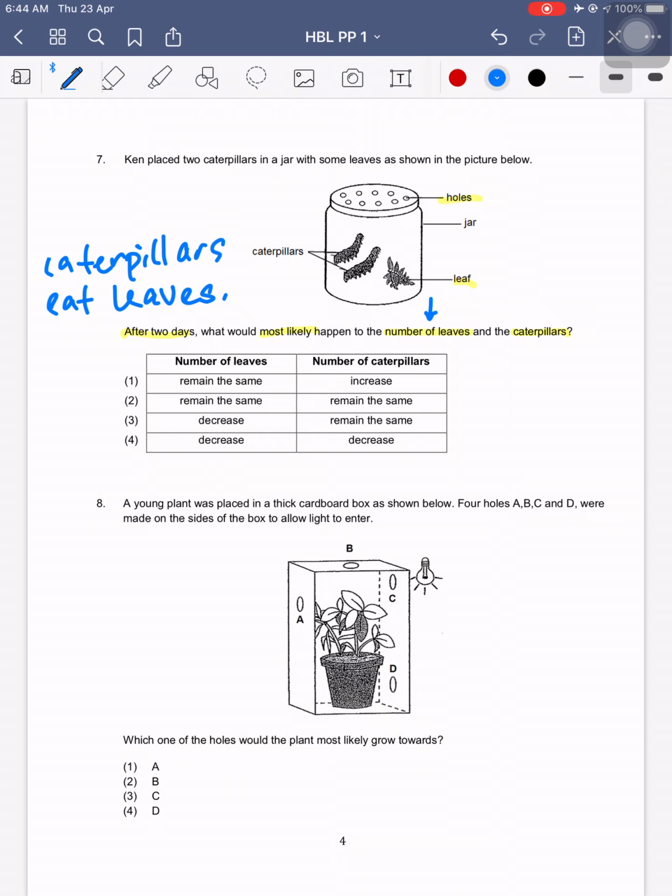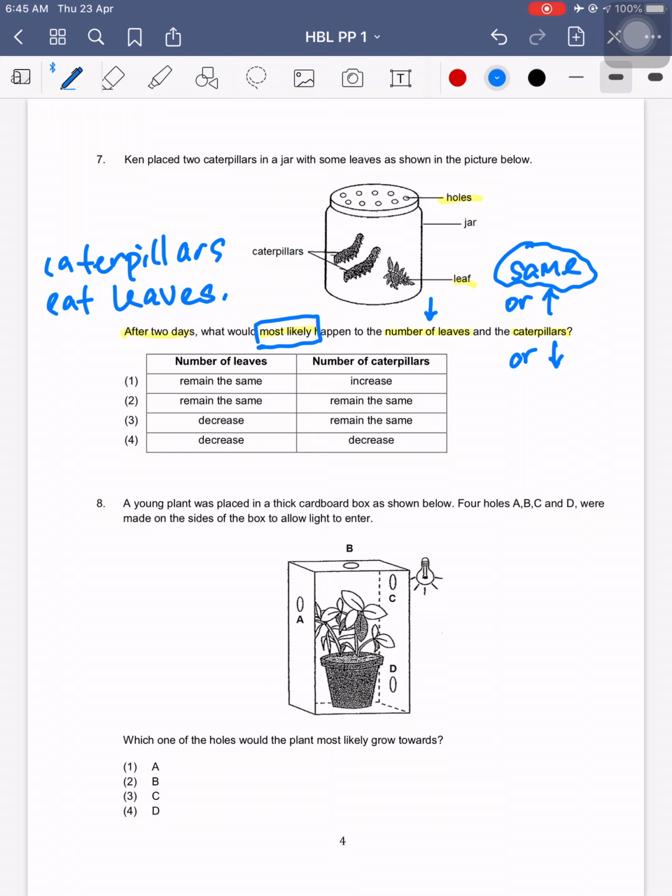And as for the caterpillars, only after 2 days, most likely the number of caterpillars will be the same. It can be the same, or it can increase, maybe the caterpillars reproduce. Or maybe one of them died, or maybe both died due to some reasons. But the question here says what would most likely happen. So I would say most likely it should be the same, because only after 2 days, most likely you still have 2 caterpillars. But definitely the number of leaves will decrease.